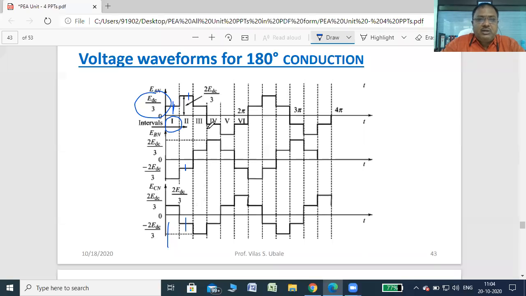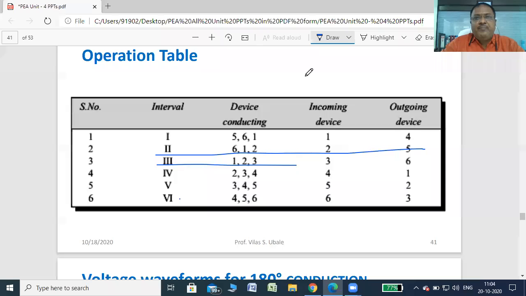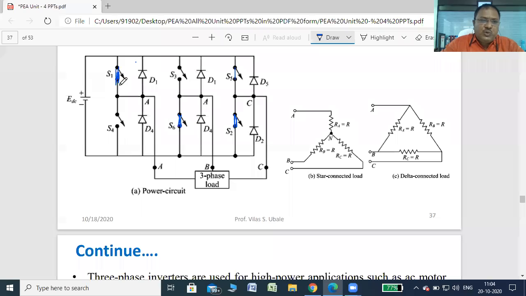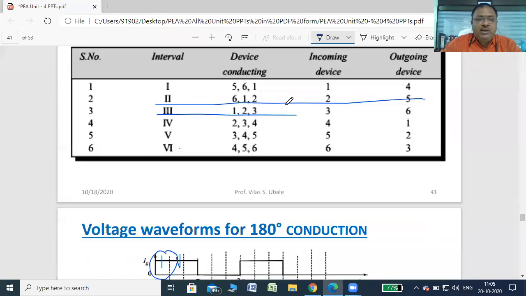Similarly, at the third, fourth, fifth and sixth intervals, you can check here. In the third interval, switches S1, S2, S3 are on, 3 incoming, 6 outgoing. See why the notations are given like this. That is S1 here, S2 here, S3 here, S4, S5, S6. You should keep this in mind and simply remember it, because otherwise it is very difficult to explain the working with this particular table, right?